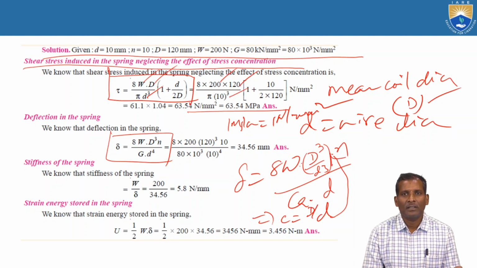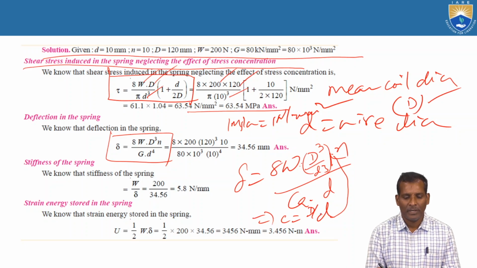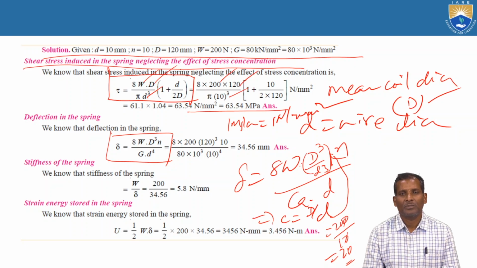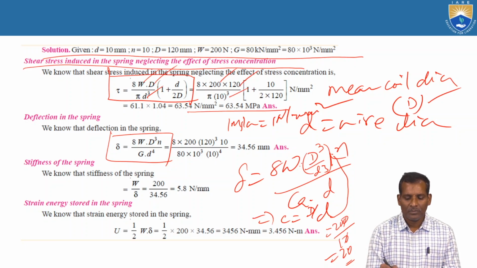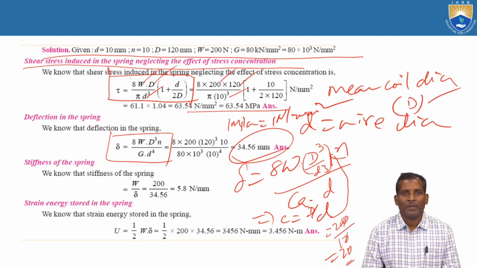But C is not directly given, so we need to calculate it again using the mean coil diameter and wire diameter. Spring index is nothing but the ratio of mean coil diameter to wire diameter. So here capital D by small d, the mean coil diameter is 200 and small d is 10. So the spring index is 20. So you may calculate like this also. So you will get 34.56 mm.